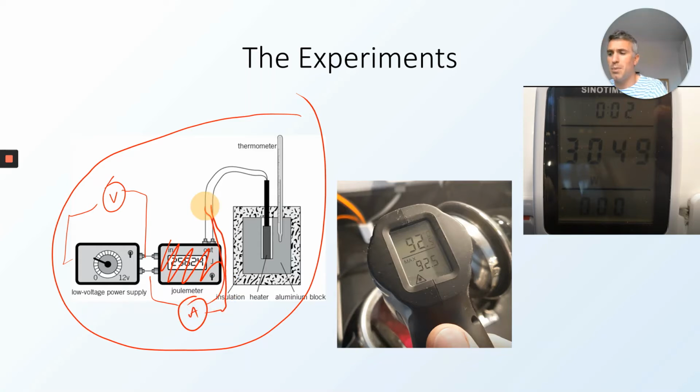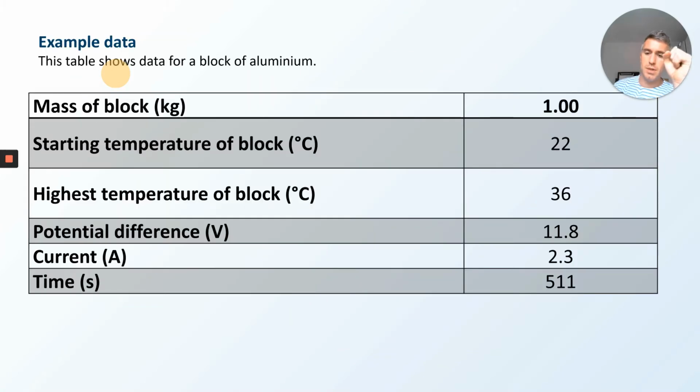With a voltmeter and ammeter, you measure voltage and current. In the equation, power, P, equals IV. Power is current times voltage. Once you've worked that power out, hopefully you can remember that power times time equals energy. So if we do current times voltage, we get power. If you times that by time, you get the energy. And using all of this information, we have the mass. Easy. We have the starting temperature and the final temperature. So you can use that to work out the temperature change.